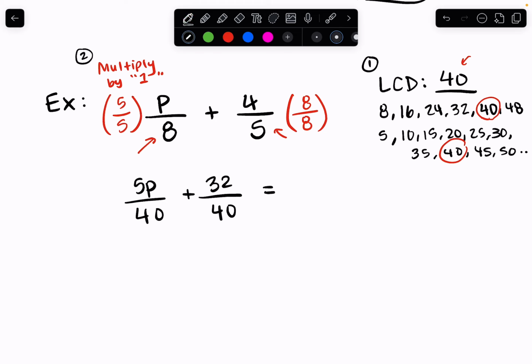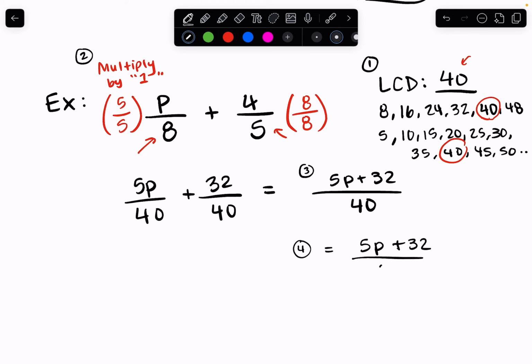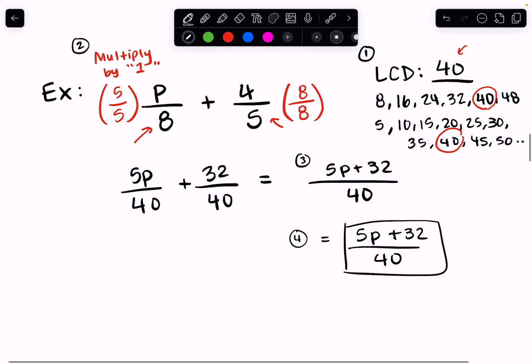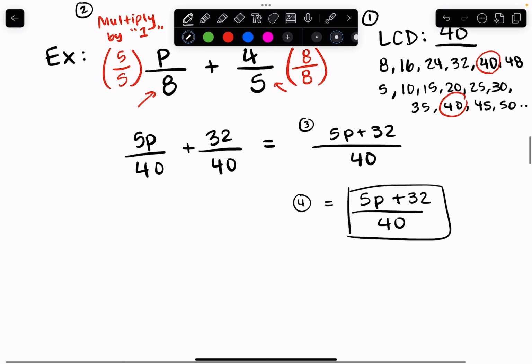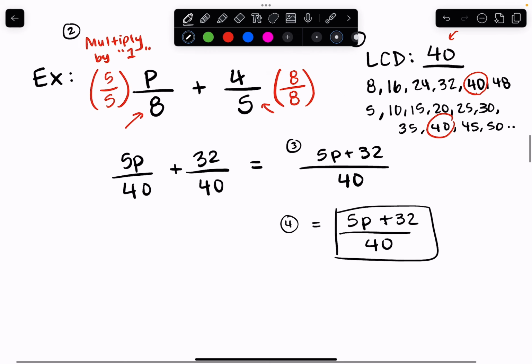All right, step 3 is where you just combine the numerators. So 5p plus 32. We can't really do anything with that. You can't combine any like terms, so you just kind of put them together in one big fraction. And then you put it over 40. And then if you can simplify this, simplify this. I don't think we can, so the simplified answer is going to be just that. So 5p plus 32 over 40. All right. So that was that example.